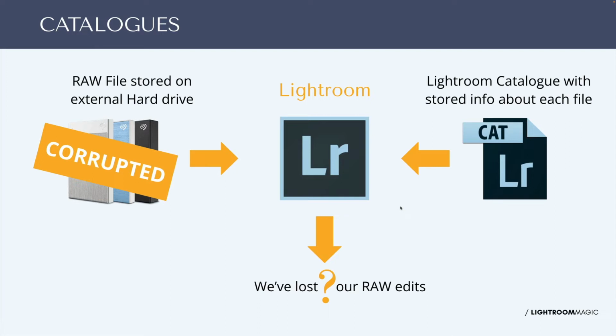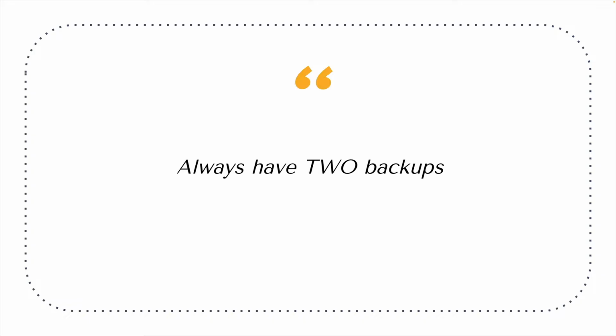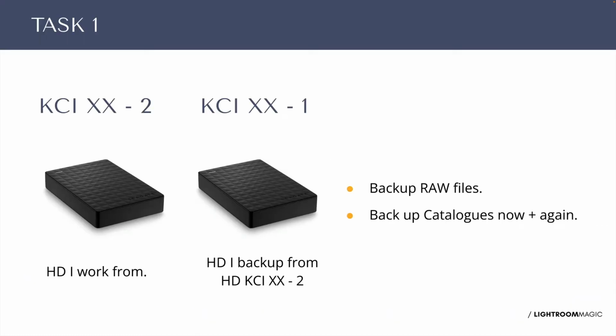We're going to make sure that we have a backup solution today. So like I said, we need 2 things. We need the raw files, ideally on external hard drives, and we need our Lightroom catalog. My biggest and best advice is to always have 2 backups, because 1 copy is not a backup. We always need to have 2 backups. So I'm going to talk a little bit more about that.